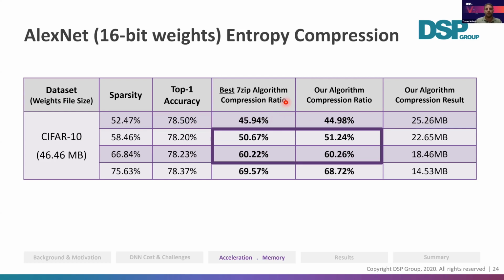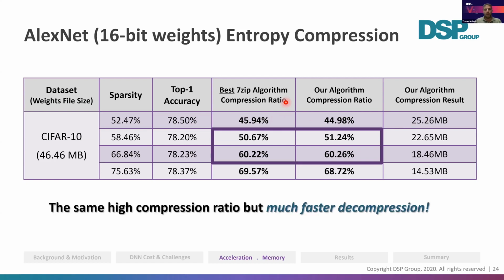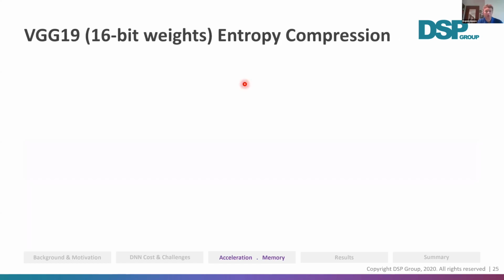But the important thing here is not only the compression ratio, but rather that our decompression method is much faster. At each clock cycle, one valid weight can be extracted, compared to the 7-zip algorithms that are much more complex. So, Tomer, there is a question from Mike on entropy compression.